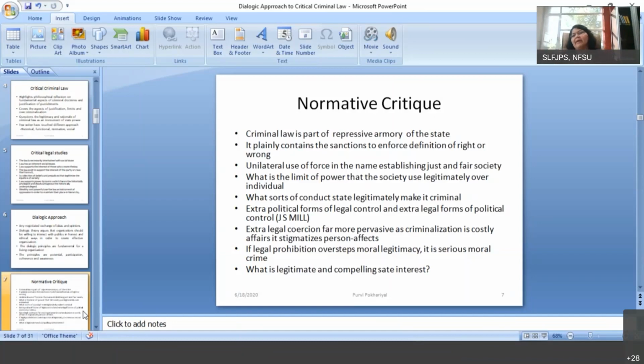So in a pure economic sense, or even if you're looking at economic as a qualitative parameter, criminalization is a costly affair. And that's the reason that we have to be extra sensitive, extra mindful whenever we are proceeding for the criminalization of any act. Because if this legal prohibition, we just had a discussion by Professor Nari on legal morality, I think.